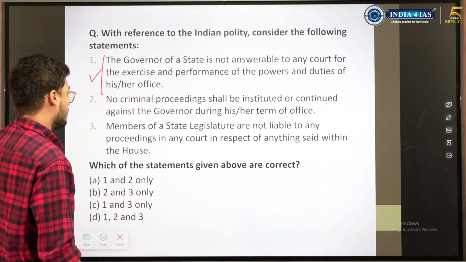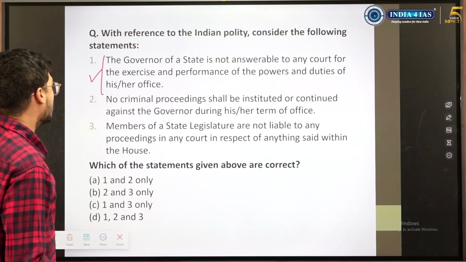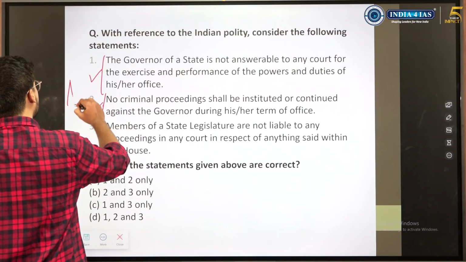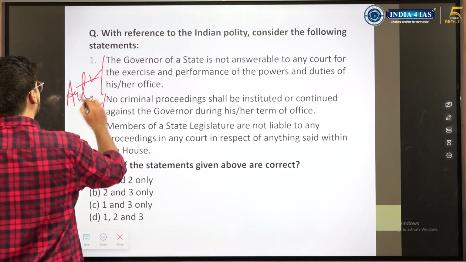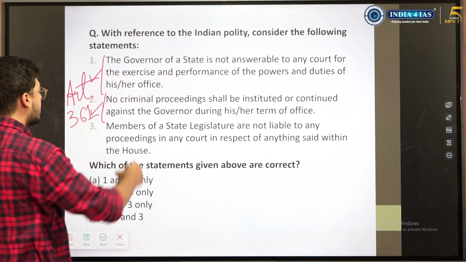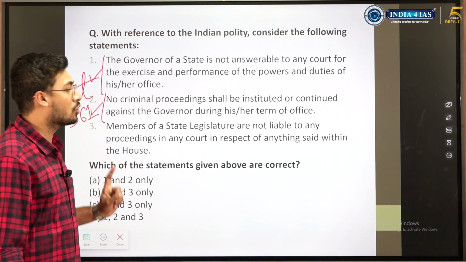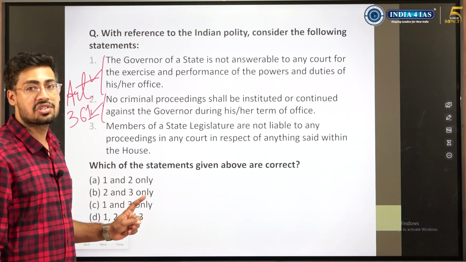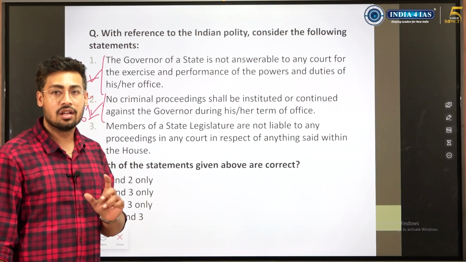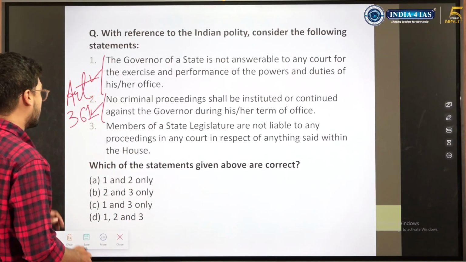This is correct. No criminal proceedings shall be instituted or continued against the governor during his term of office. This is also correct. See, the governor and the president are protected under Article 361, and both these provisions are directly mentioned in the Constitution. In the 2025 paper, another speciality is that there are so many questions or statements picked directly from the Constitution of India, and they ask whether they are correct or wrong.